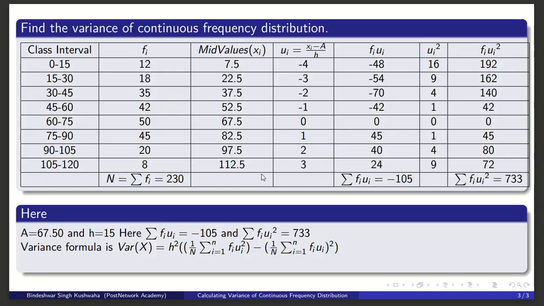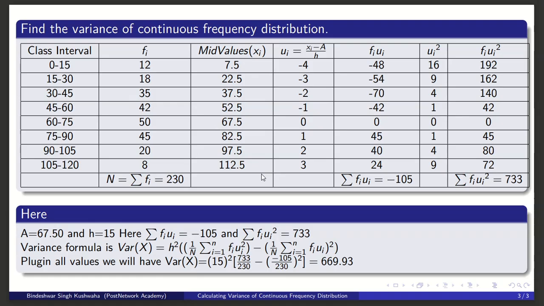Variance formula is h square in bracket, 1 upon n summation over i equal to 1 to n Fi Ui square, minus 1 upon n summation of Fi Ui whole square. Now plug all the values in this formula. So we will get 15 square in bracket, 733 upon 230 minus whole square of minus 105 upon 230, and finally you will get variance 669.93, almost 670. So this was the process of how to calculate variance of continuous frequency distribution.